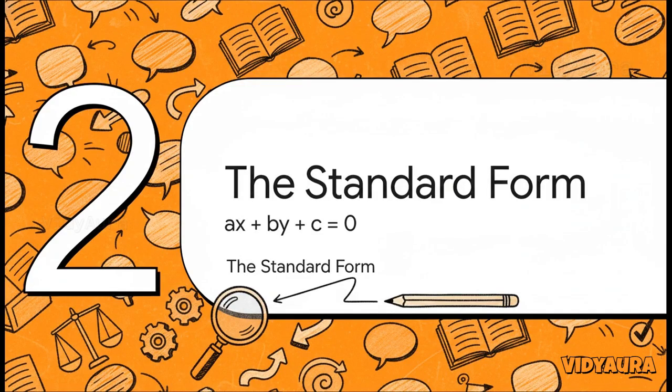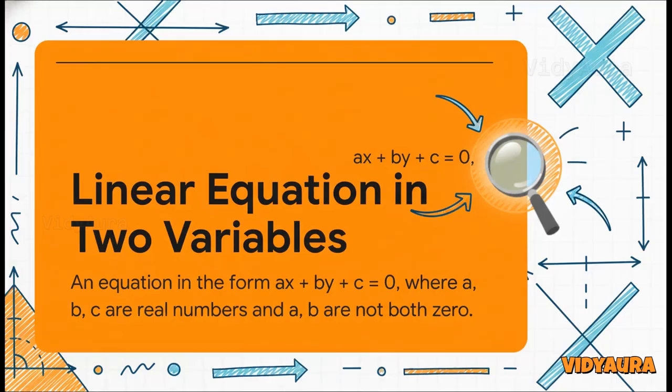Okay, awesome. Now that we've seen what these look like in the real world, let's learn their official name and format. You know, every type of equation in math has a standard form. Think of it like the proper grammar for a sentence. It just helps us recognize and work with them. Here it is: ax plus by plus c equals 0. This is the blueprint for all linear equations in two variables.